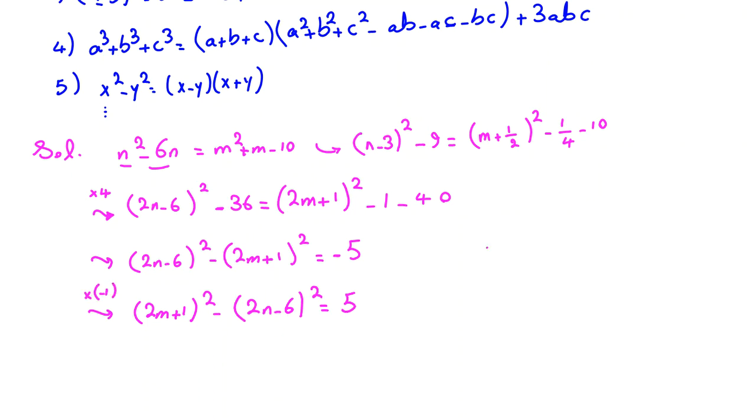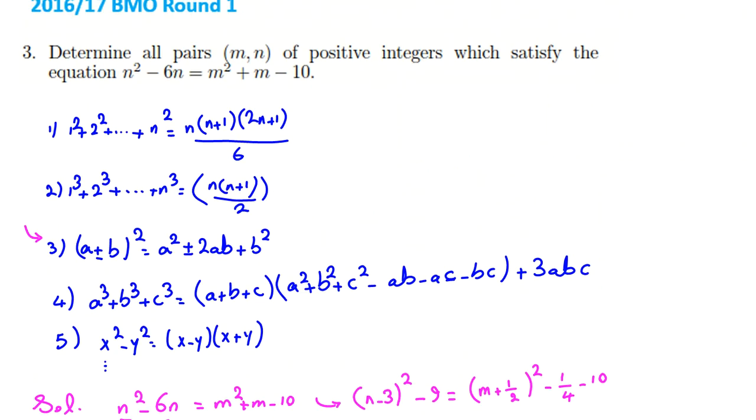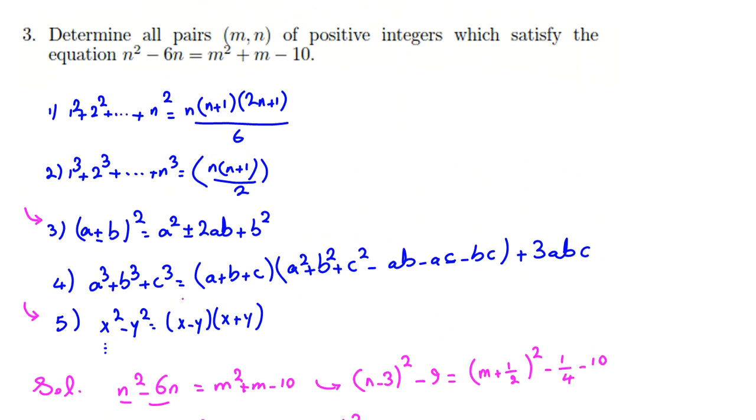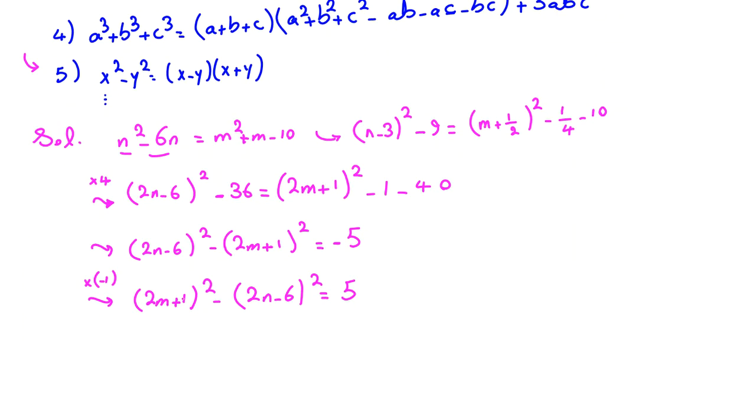Then we can factorize the left hand side. Why? Because of the fifth identity: x squared minus y squared is x minus y times x plus y. So if we use the fifth identity here, we can write 2m plus 1 plus 2n minus 6, that is 2m plus 2n minus 5. And if we subtract, let's subtract: 2m minus 2n plus 1 minus minus 6, plus 7, equals 5.